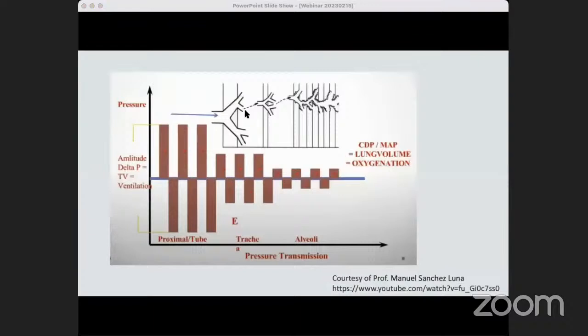HFO shows high pressure at the proximal. The schematic diagram shows that the pressure decreases as one moves toward the periphery due to the effect of airway resistance. Furthermore, the change in pressure is attenuated, but the mean airway pressure itself does not decrease, allowing the lungs to remain expanded.